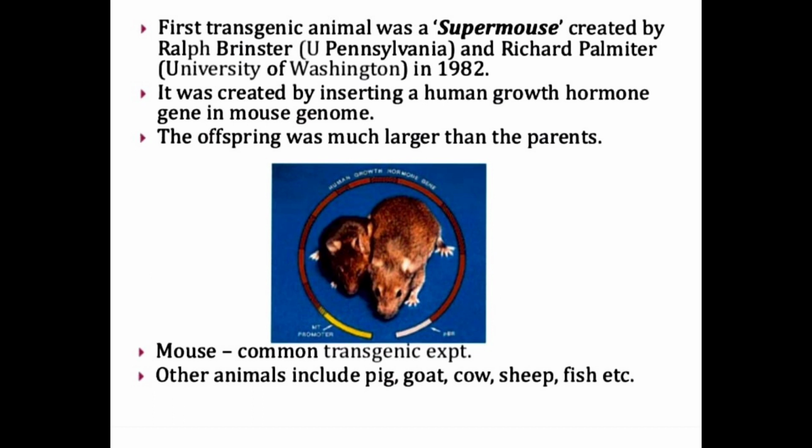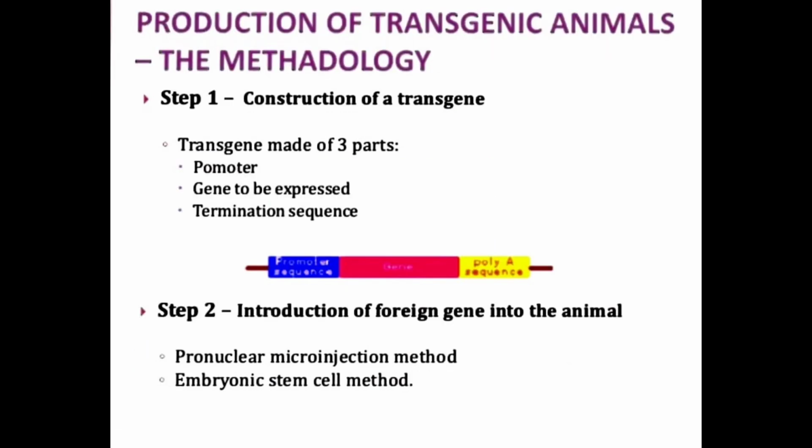Mouse is used commonly in transgenic experiments. And some of the other animals include pig, goat, cow, sheep, fish, etc. Production of transgenic animals. The methodology. Step 1. Construction of a transgene. A transgene is made up of three parts: promoter, gene to be expressed, termination sequence.